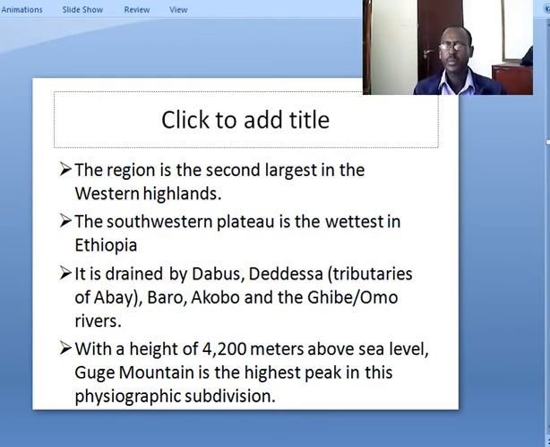It is drained by the Didessa and the Dabus, which are tributaries of Abay. A tributary is a smaller river that enters or drains into the main river. Baro, Akobo, and the Gibe-Omo rivers are within this physiographic region. With a height of 4,200 meters above sea level, Guge Mountain is the highest peak in this physiographic region.